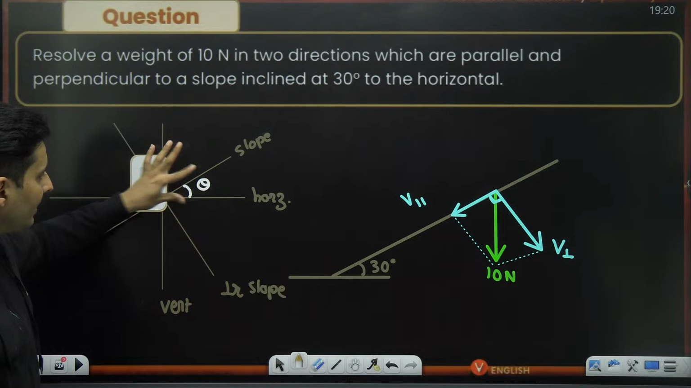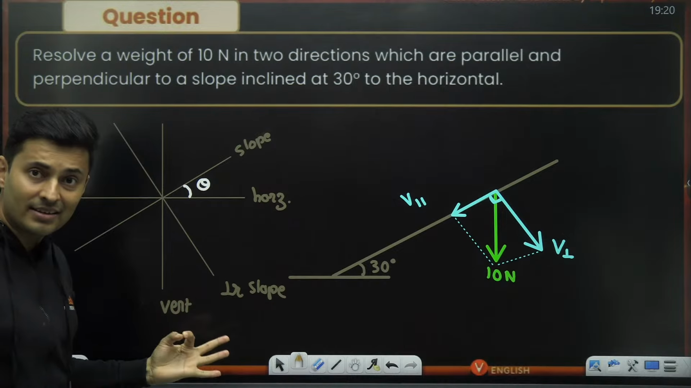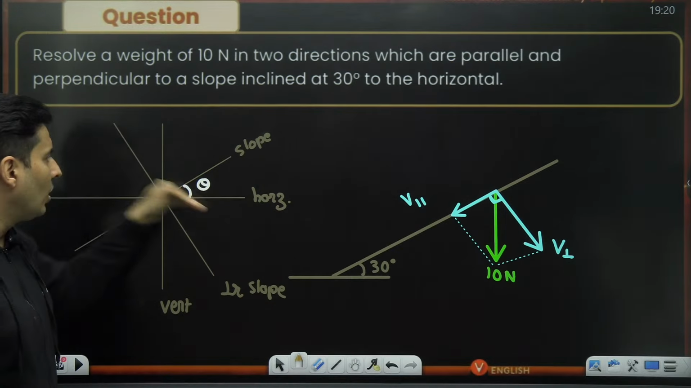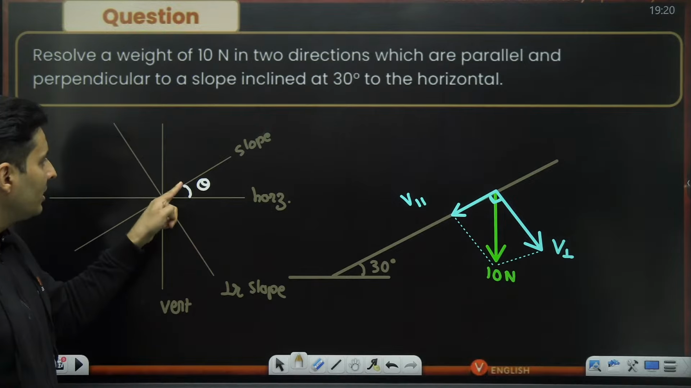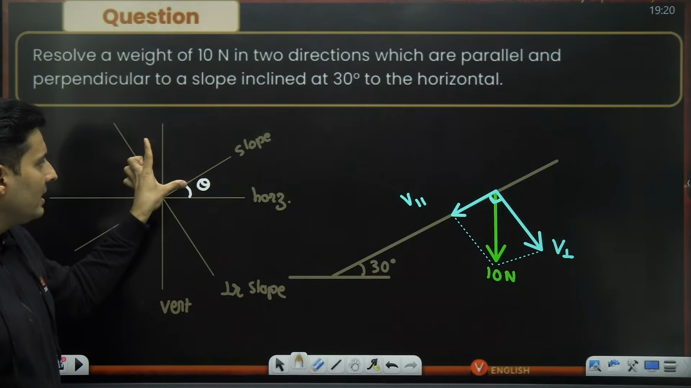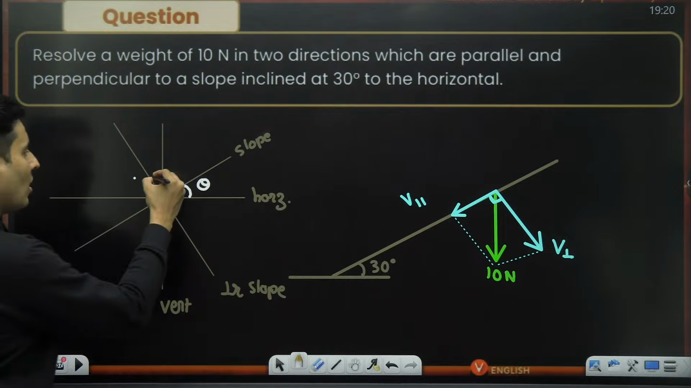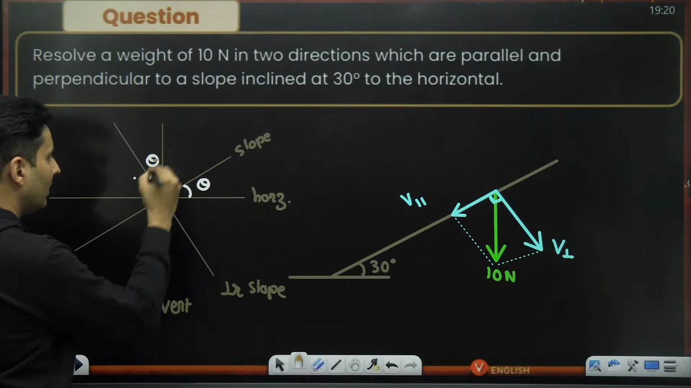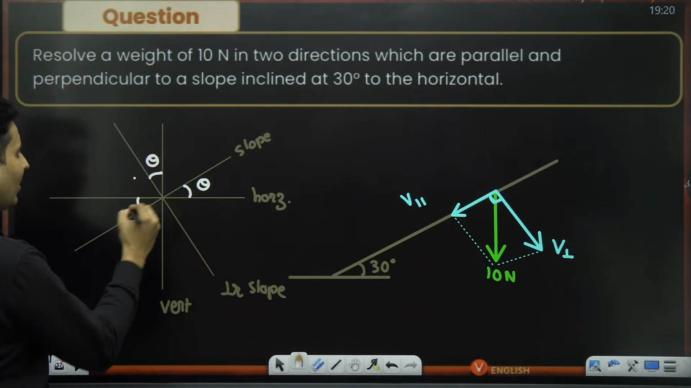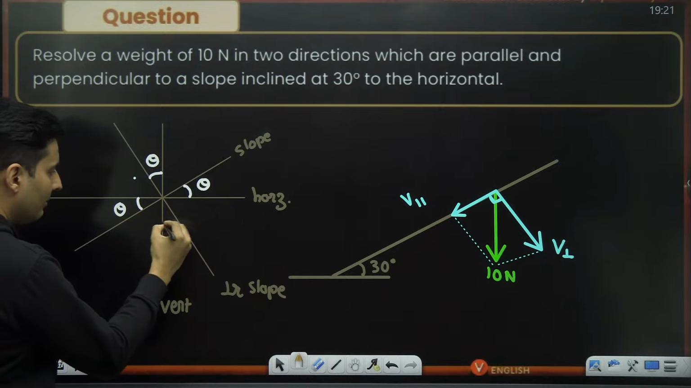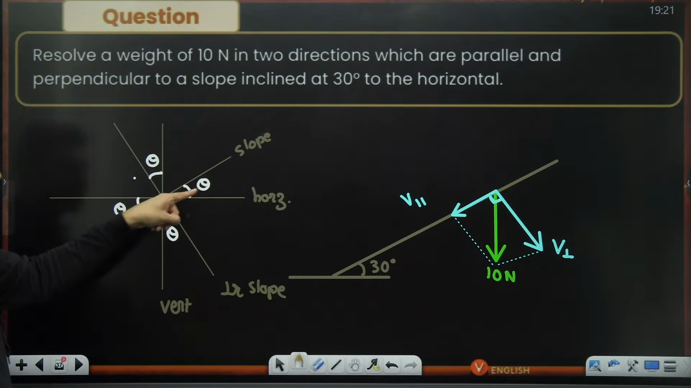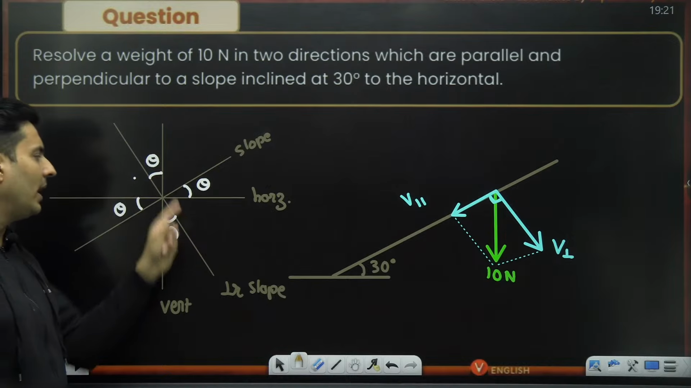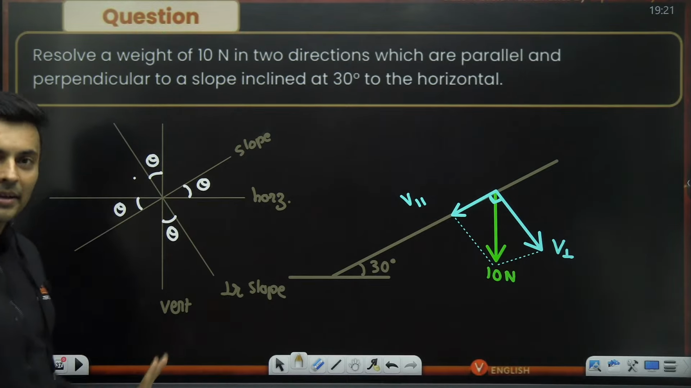I know this angle. So what you do now, my trick is draw vertical, horizontal, slope and perpendicular. Show the angle which you know. Then leave one segment, go to the next segment. Automatically, that will be theta. Leave the next part, go to the next alternate one, that will be theta. Leave this segment, go to the next one, that will be theta. Leave this, it will be theta. So every alternate part will be theta, and that is the trick.